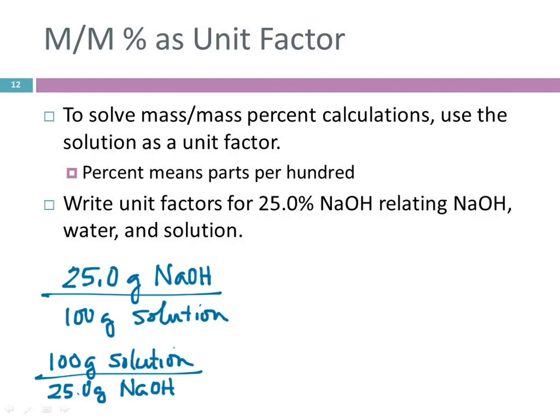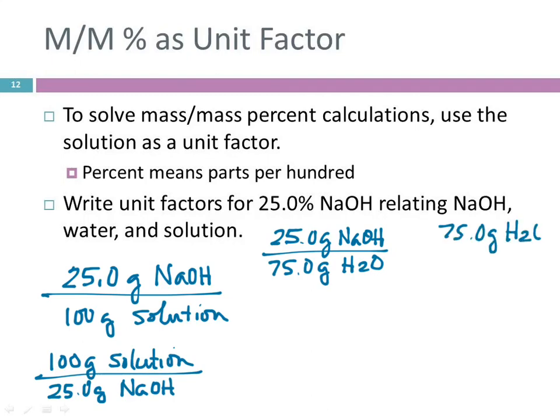How could we get the amount of water? Well, if we're looking at 100 grams of solution and 25 is sodium hydroxide, how many grams is the water? 75, right? So there are 25 grams of sodium hydroxide for every 75 grams of water. And we could also write that one upside down: 75 grams of water per 25 grams of sodium hydroxide.